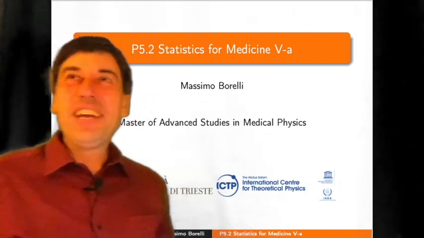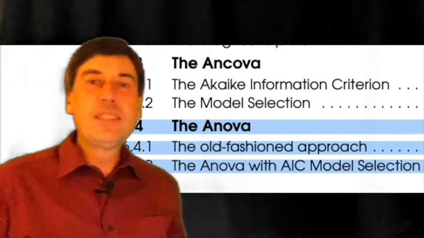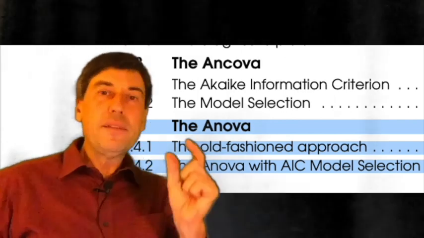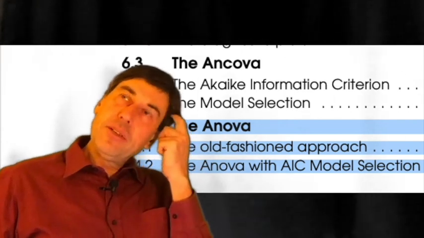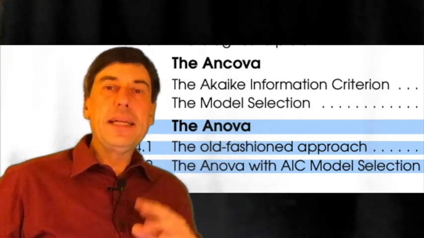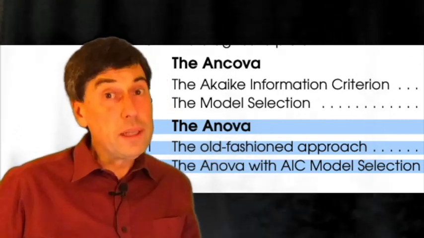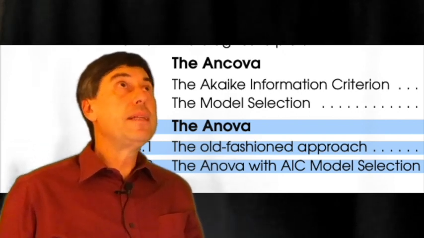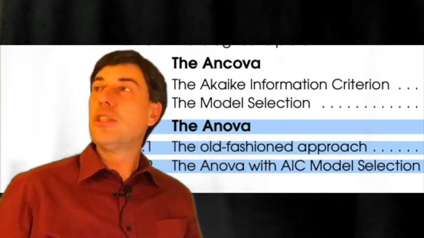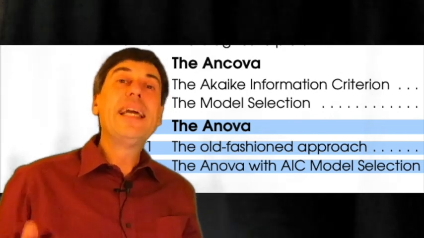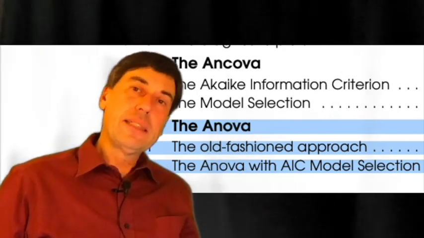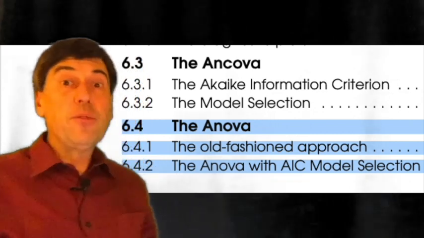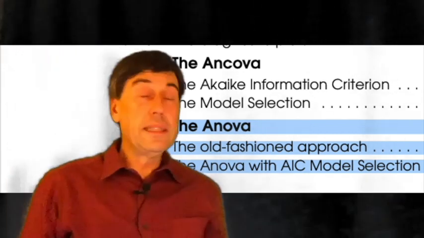And what about today? Well, today I wanted to spend the first video talking about another aspect of the linear model, which has a historical name. It is called ANOVA, the analysis of variance. And I will explain in a while what this concept is.